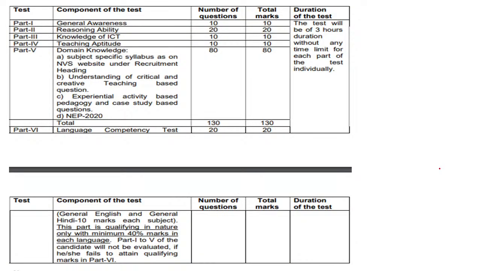And friends, as you all know, in the examination pattern for PGT, general awareness carries 10 marks, reasoning ability carries 20 marks, knowledge of ICT carries 10 marks, then teaching aptitude carries 10 marks. Your subject is going to carry 80 marks, which includes NEP 2020 also. Then the language competency test, which includes general English and general Hindi, is going to carry 20 marks. So in total it will be 150 marks. In this video we will discuss some important MCQs on ICT.